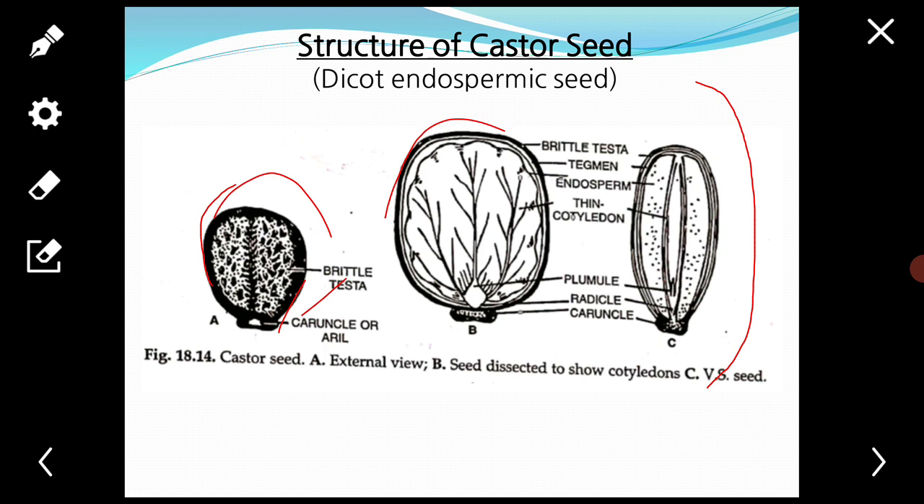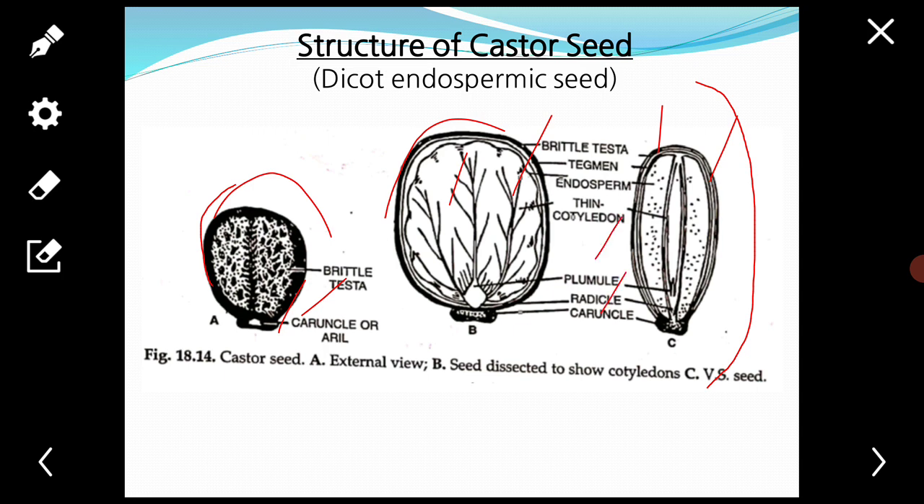There are two cotyledons which are thin, oval, papery and veined. Endosperm is fleshy and stores the reserve food material. Embedded in the endosperm, the embryo is present, which contains an embryo axis with distinct radicle and plumule.